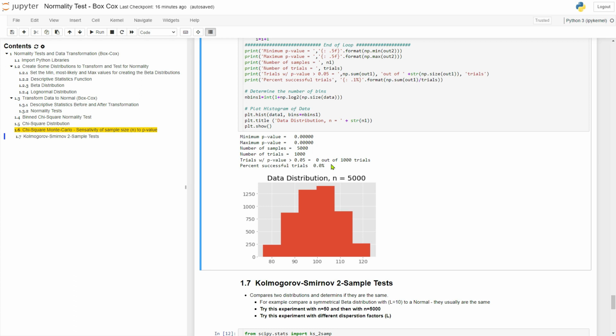So the bottom line here is that when we have things that are symmetrical and small numbers of samples, the chi-squared will produce a normal finding of the distribution, whereas if we increase the samples high enough to sample out at the tails, we'll find that these distributions are not normal.